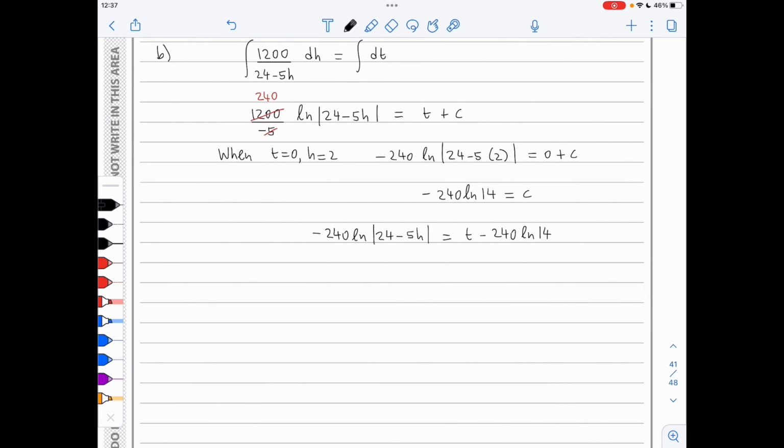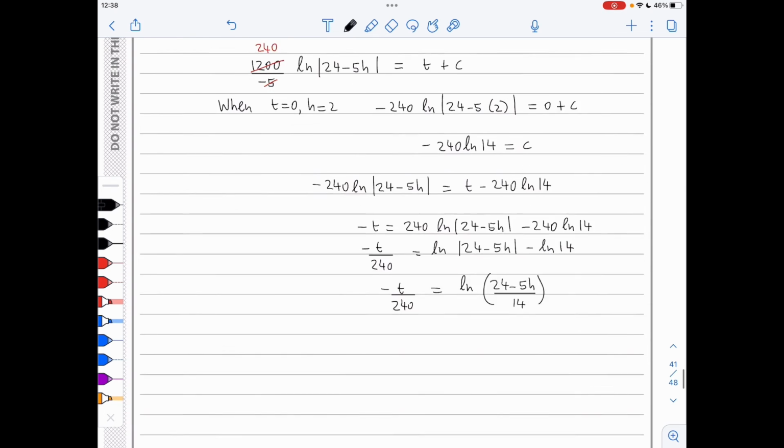And now I need to rearrange in order to match the form of the answer. So I will start by saying that minus t is 240 ln of 24 minus 5h minus 240 ln 14. I will divide by 240 to get minus t over 240 is ln of 24 minus 5h minus ln 14. And then I can combine the two logarithms on the right by writing ln of 24 minus 5h over 14.